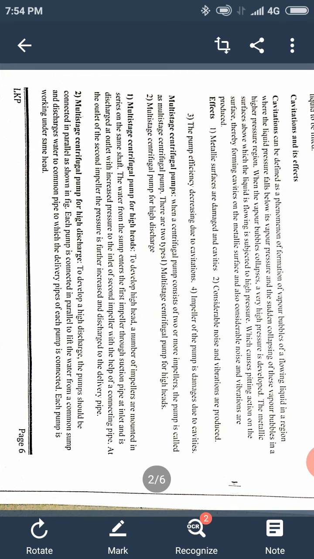Then multi-stage centrifugal pump for high discharge. To develop high discharge, the pumps should be connected in parallel, and each pump is connected in parallel to lift the water from the common sump and discharge the water to the common pipe to which the delivery pipe of each pump is connected, and each pump is working under the same head.